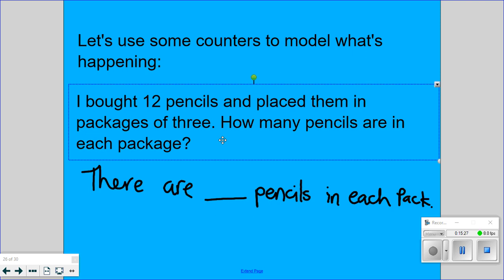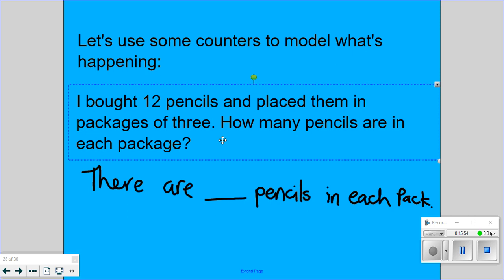We got 12 pencils. Counters. What are we doing with them? Not a trick question. Madison, what are we doing with them? Packs of 3. What does that mean? Packs of 3? What does that mean? Macklin?